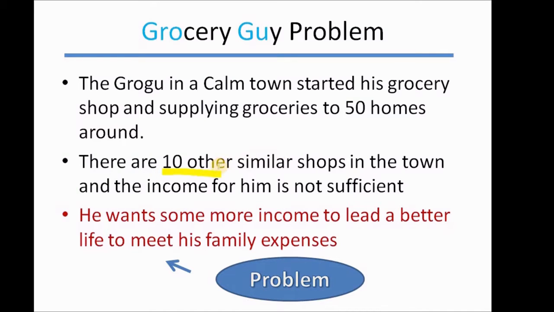There are 10 other similar shops, so the town people go and purchase in all the other shops, and because of that his income generation is not sufficient to meet his family expenses. So the income not being sufficient is the problem for Grogu.